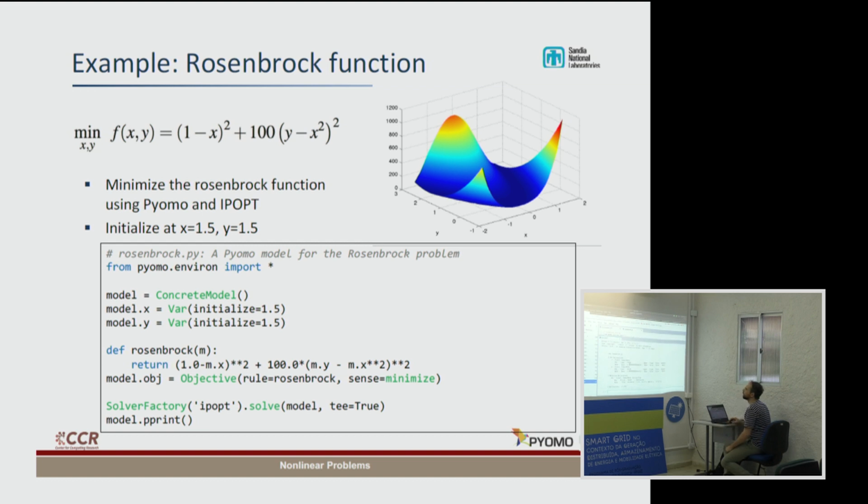Here is the solution. The two variables x and y have an optimal solution at 1 and 1. There is some numerical noise here and here. Here the objective is this one, as we said.